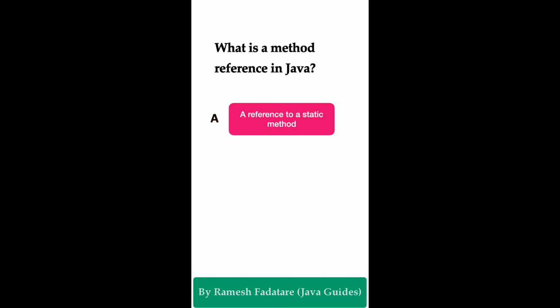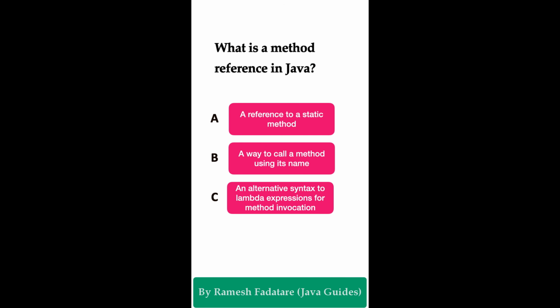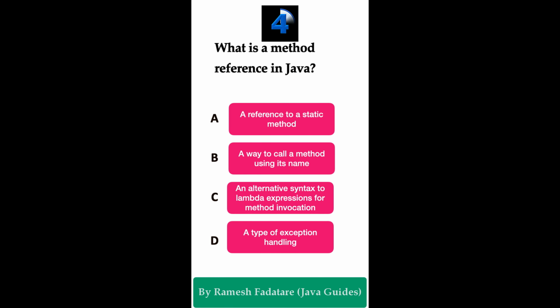Welcome to Java quiz series. Here is one more question. What is a method reference in Java? Option A, a reference to a static method. Option B, a way to call a method using its name. Option C, an alternative syntax to Lambda expressions for a method invocation. Option D, a type of exception handling. Well, you have 5 seconds to answer this question. The correct answer is option C, an alternative syntax to Lambda expressions for a method invocation.